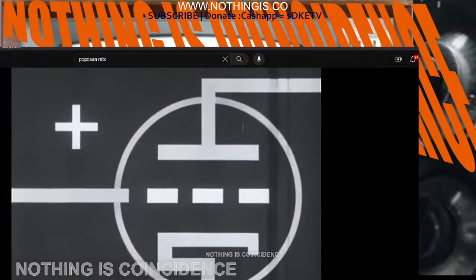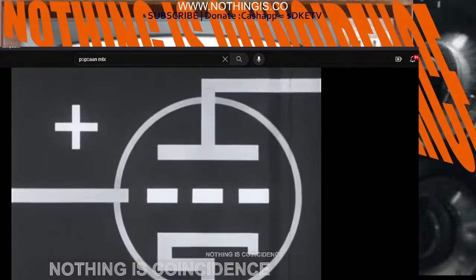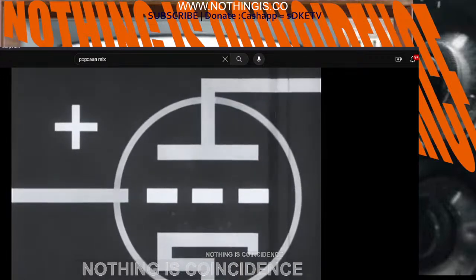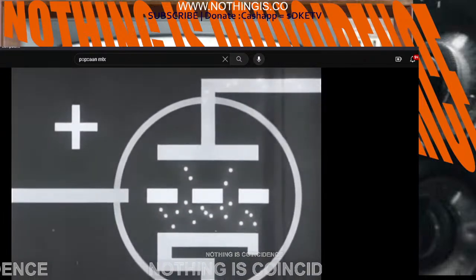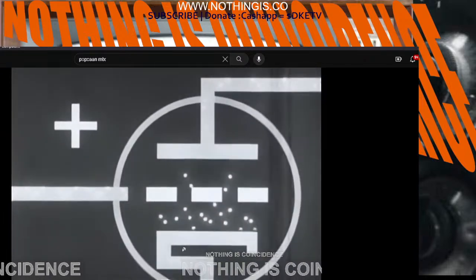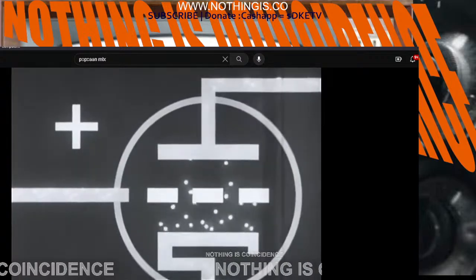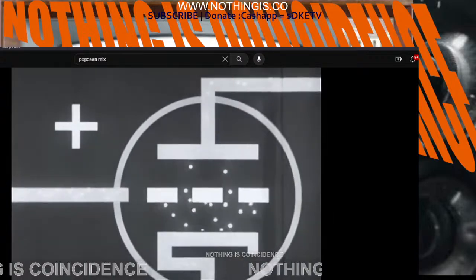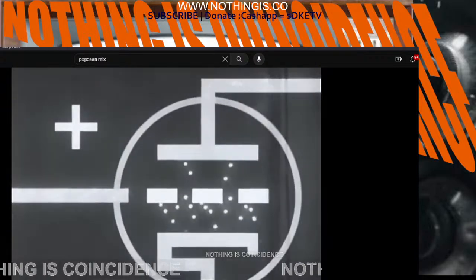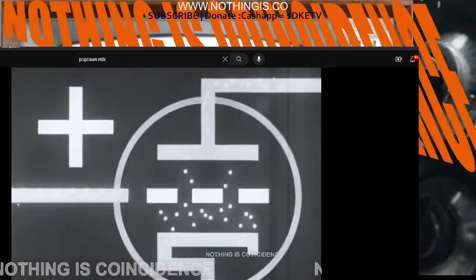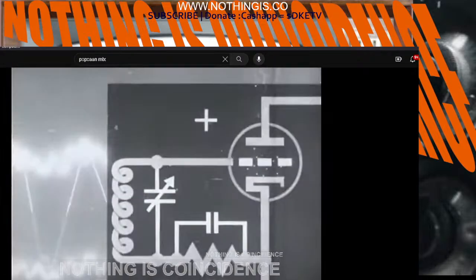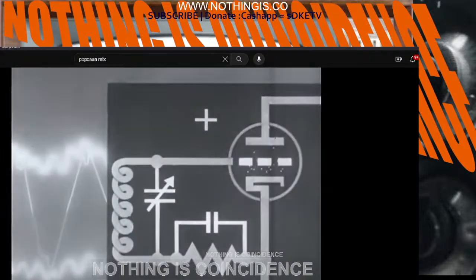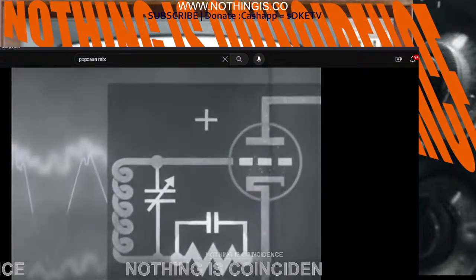Therefore, since the grid is positive, it attracts electrons from the cathode of the tube. The electrons move along as a grid current. The more positive the amplitude variations of the wave, the more positive the grid will become, and the greater the grid current flow. But the grid current flow through this resistor produces a voltage drop which tends to buck the positive signal.